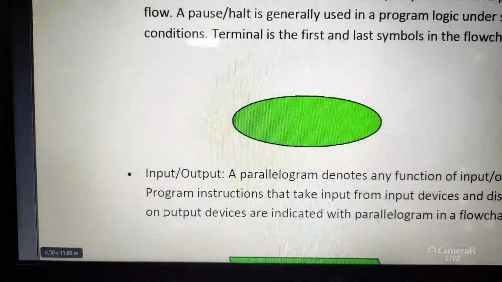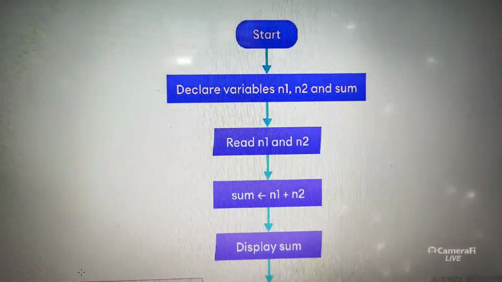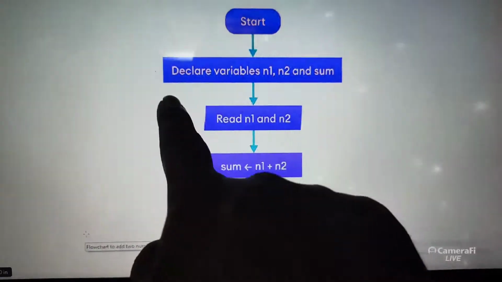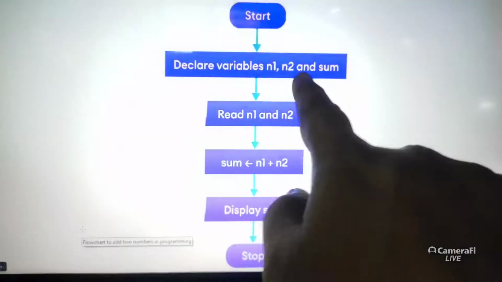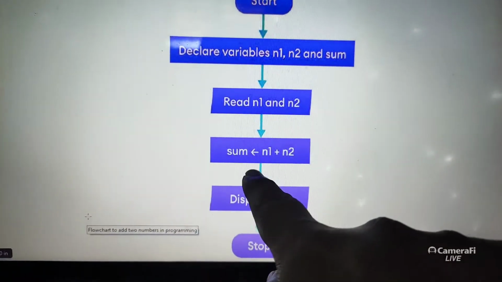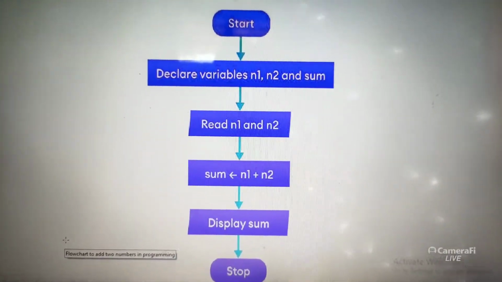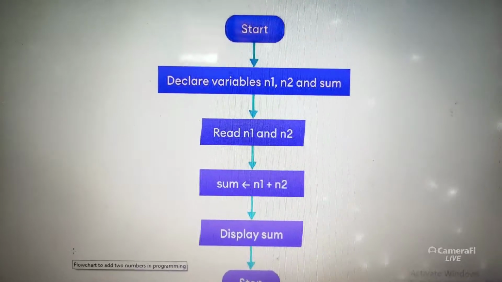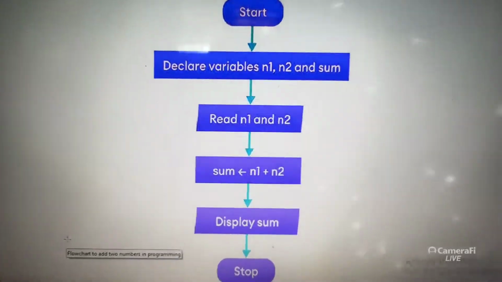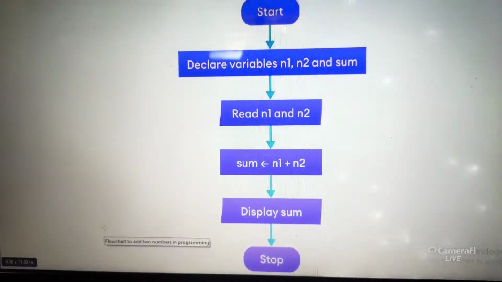Now the flowchart, for the same program. See, start. Here some symbol, here some symbol, here some symbol. This one is different, this one is different. It is the same program, the same steps transformed into a flow. So this is called a flowchart.